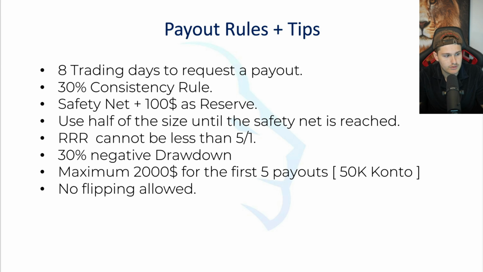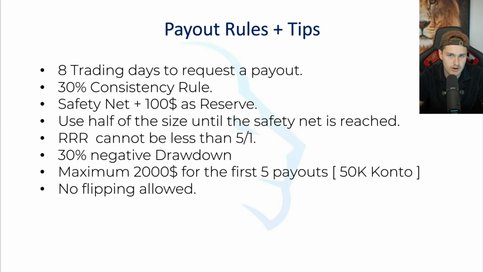So then we have a very interesting rule which many traders don't know about. It's a 30% negative drawdown rule. So let's say your initial balance is 2,500, and this applies until you reach your safety net again. Even then the rule is still applied, but then it increases logically. Your negative drawdown per trade, so this is per trade, not per day, cannot exceed 30% of your account balance, which means in the case of 2,500, your maximum loss per trade would be 750.